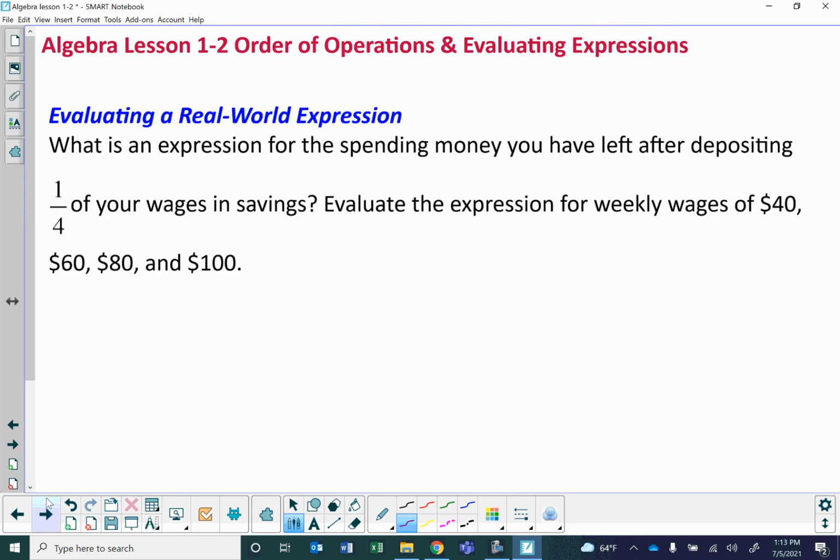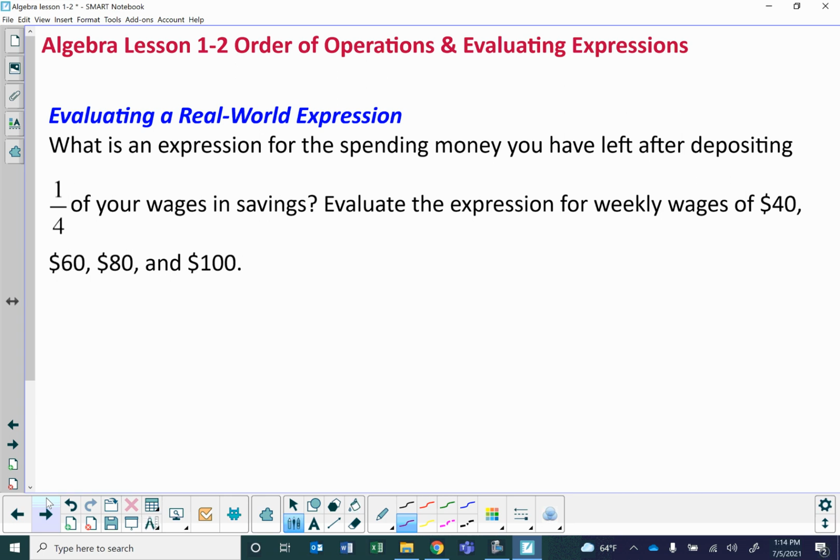All right, it says, what is an expression for the spending money you have left after depositing 1/4 of your wages in savings? Evaluate the expression for weekly wages of $40, $60, $80, and $100. Okay, so what you have to do here is, this is what we consider another real world expression or another real world problem, something that you would see outside of the classroom.